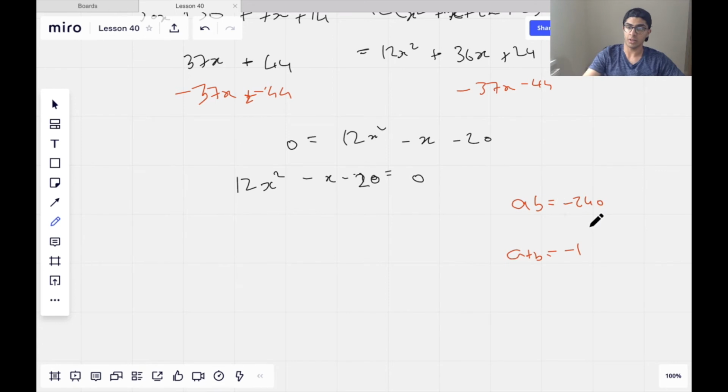So clearly one of these numbers is going to be positive, one of them is going to be negative. Why? Because we've got a minus 240 here, so the only way we get a minus is if one of A or B is positive and the other is negative. And since A plus B is a negative number, we know the larger one is negative.